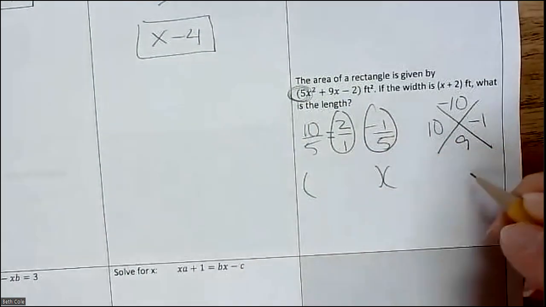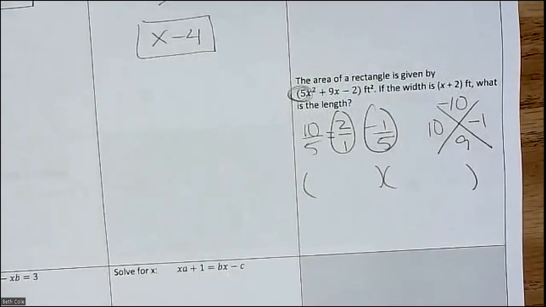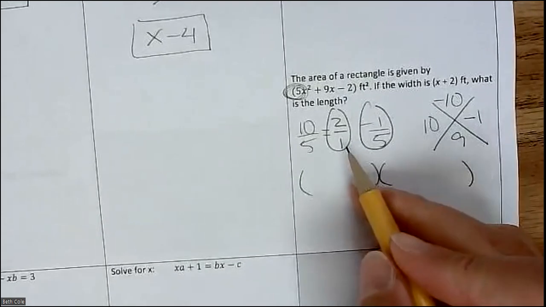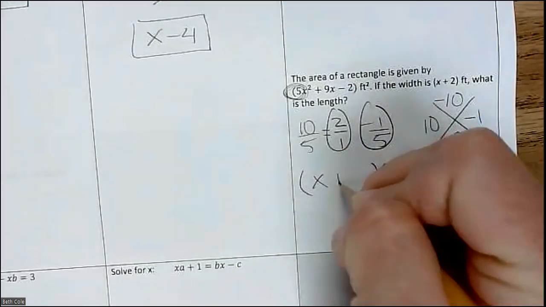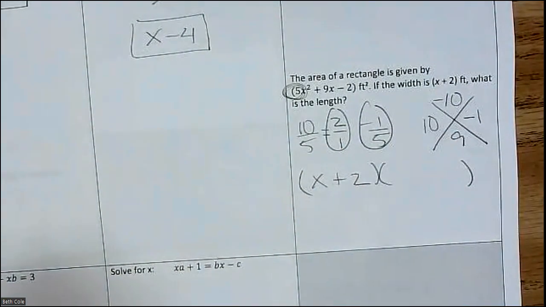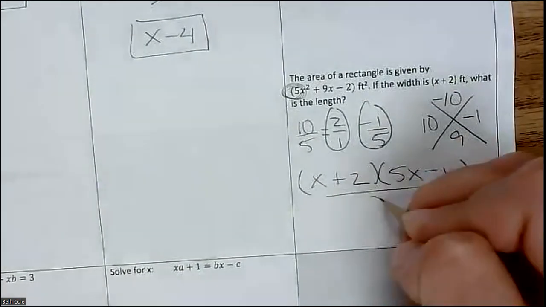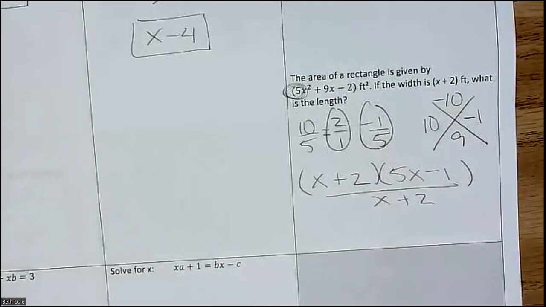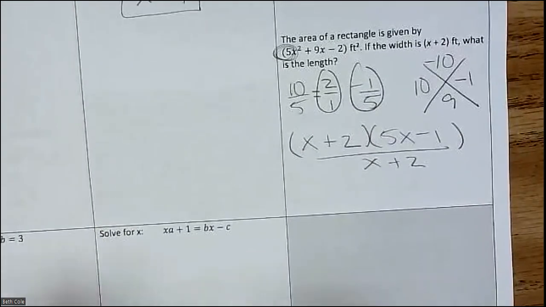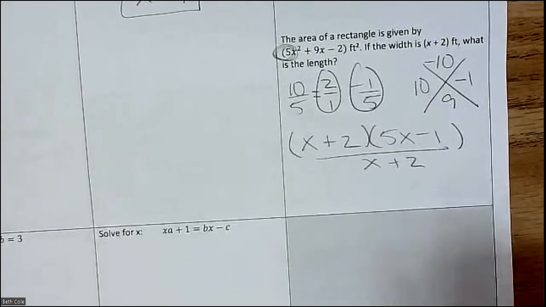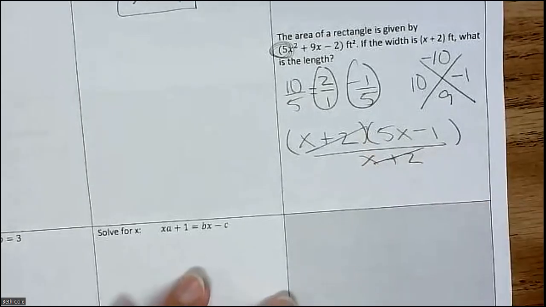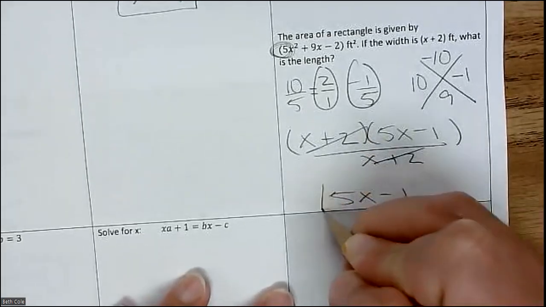So draw your two parentheses. Start with the bottom number. So 1x plus 2. And then 5x minus 1 over x plus 2. I know, I thought you were done, huh? So these cancel, and it's just 5x minus 1.